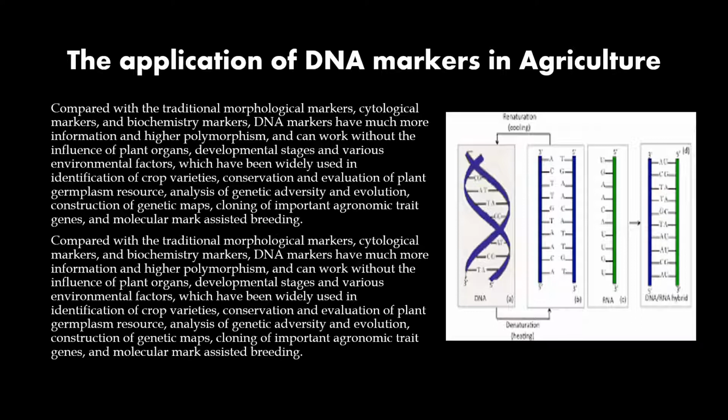Compared with the traditional morphological markers, cytological markers, and biochemical markers, DNA markers have much more information and higher polymorphism, and can work without the influence of plant organs, developmental stages, and various environmental factors. They have been widely used in identification of crop varieties, conservation and evaluation of plant germplasm resources, analysis of genetic diversity and evolution, construction of genetic maps, cloning of important agronomic trait genes, and even molecular marker assisted breeding.